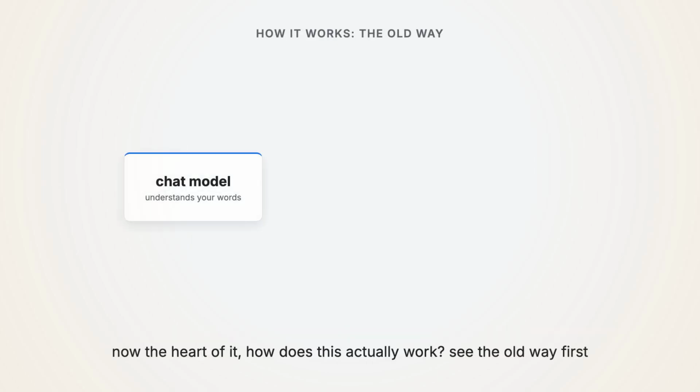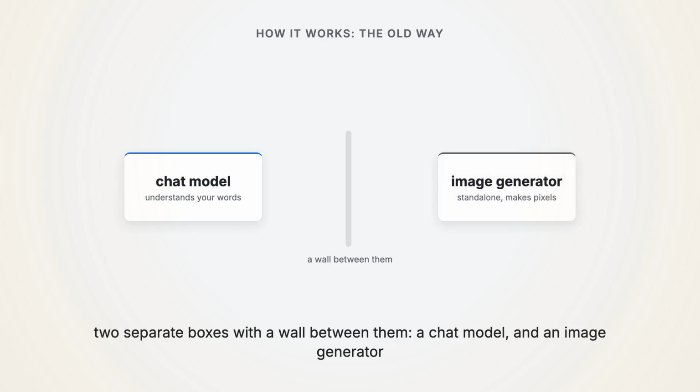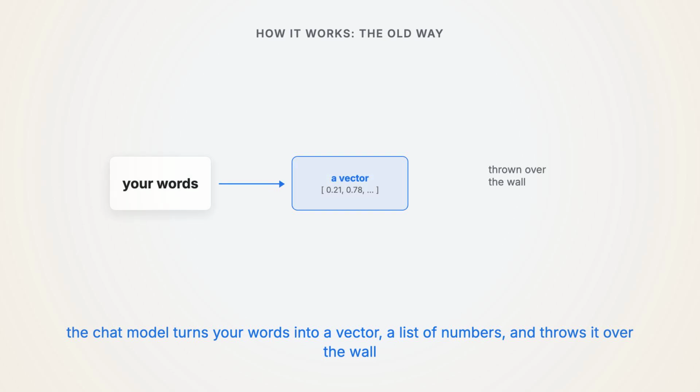Now the heart of it, how does this actually work? To feel the shift, see the old way first. Picture two separate boxes with a wall between them. On the left, a chat model. On the right, a standalone image generator. To make a picture, the chat model takes your words, turns them into a vector, a list of numbers capturing the meaning, and throws that over the wall.